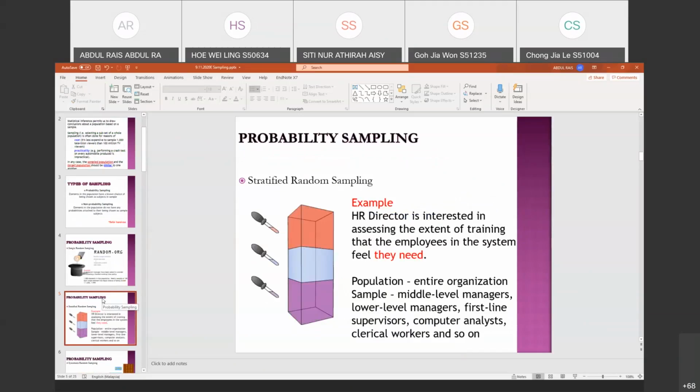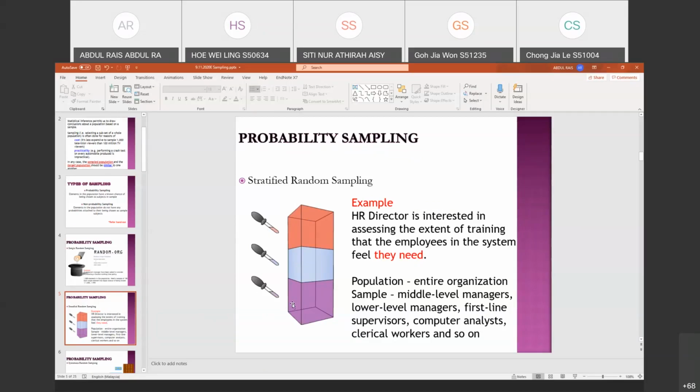The next sampling is the stratified random sampling method. As you can see in the example, if an HR director is interested in assessing the extent of training that the employees in the organization need, dia mungkin boleh bahagikan dalam berapa strata. Okay. Strata atas ni mungkin mewakili manager atau assistant manager. Strata tengah mungkin supervisors and team captains di restoran. And strata di bawah ni the normal waiter, runners and so on.